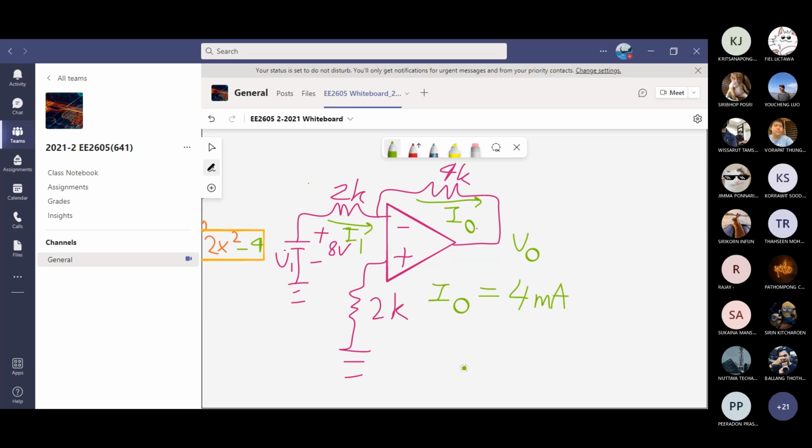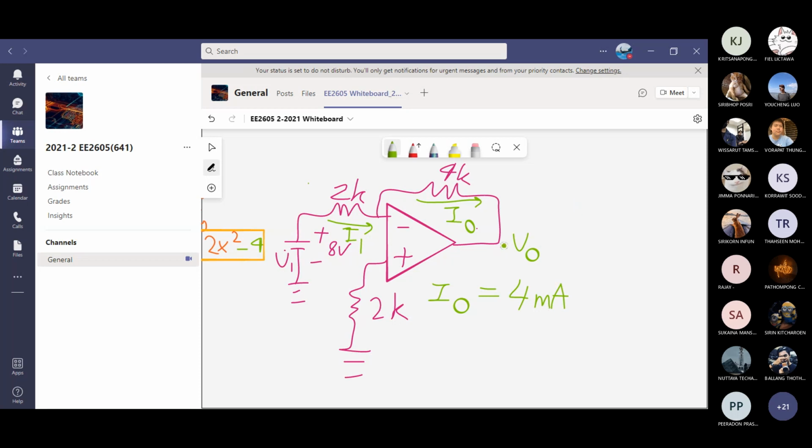If you change the input voltage to 16 volt, what will you get? From 8 volt now you change to 16 volt, what will you get? You're going to get 8 milliamp. You double the voltage, you will double the current, 8 milliamp. So this is a voltage controlled current source. You change the voltage, you change the current amount.